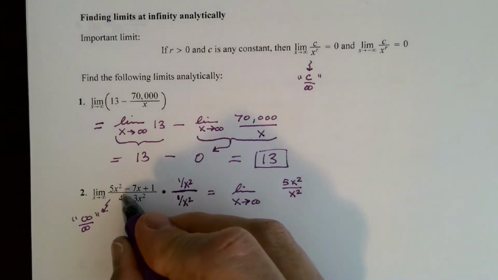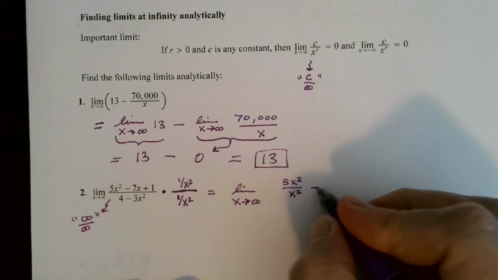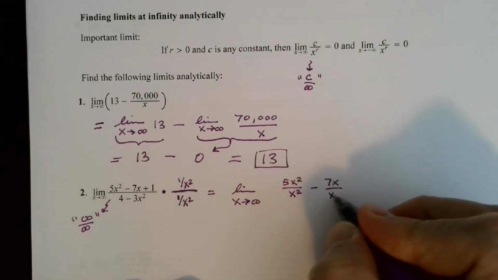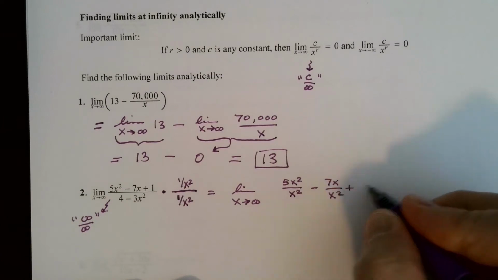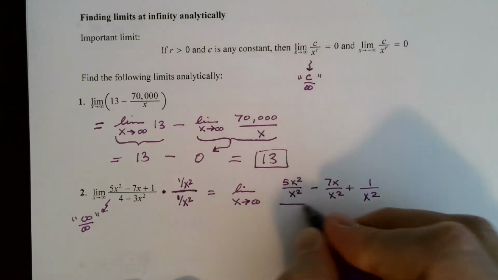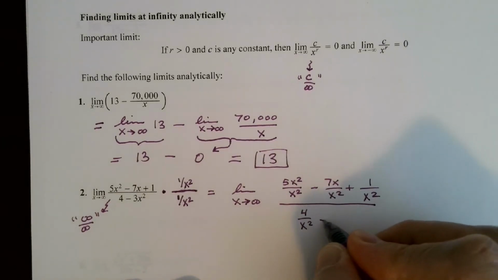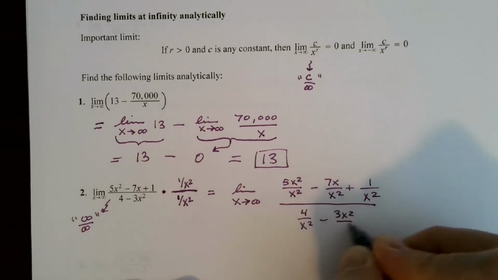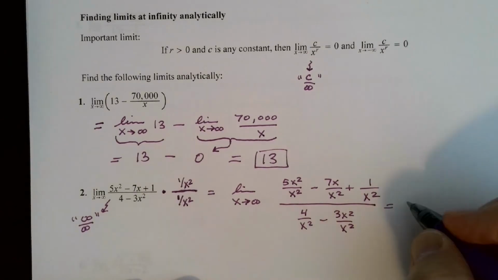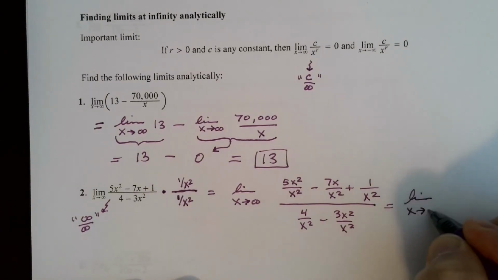And you'll see minus 7x times 1 over x squared is minus 7x divided by x squared. And 1 divided by x squared. And down here, I got 4 divided by x squared minus 3x squared divided by x squared. But I can quickly simplify several of these fractions, can I not?